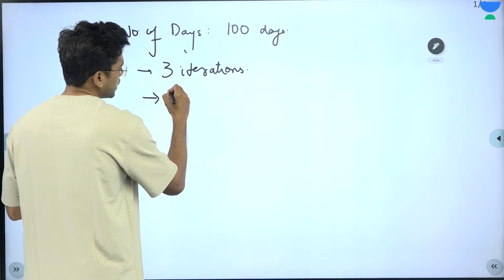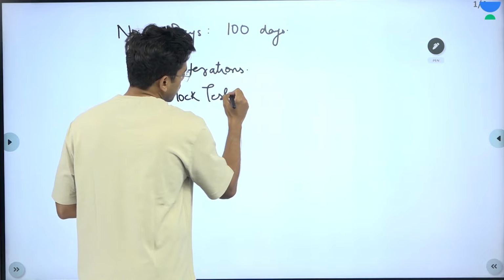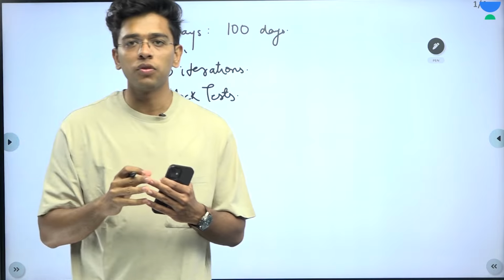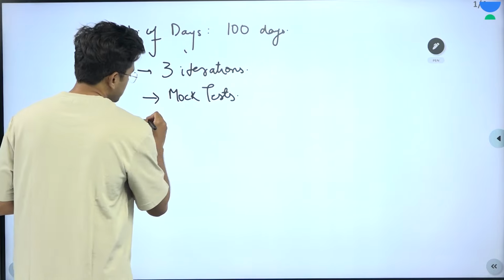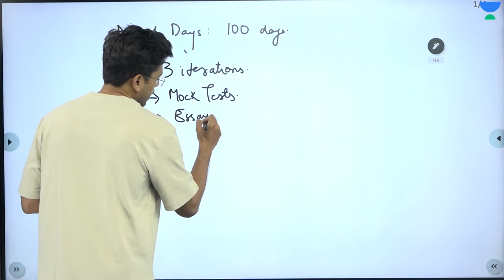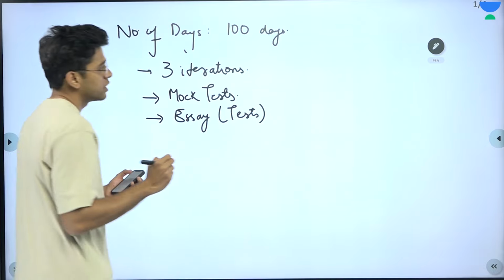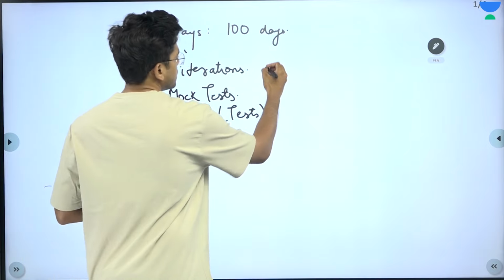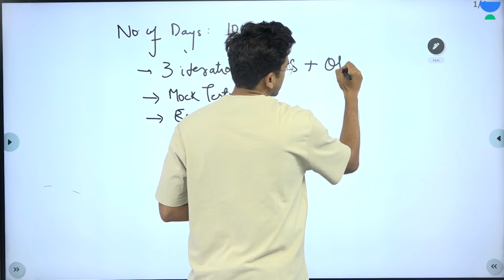I would also like to write mock tests, which are extremely important. If you want to perform well at mains, then you have to write a lot of mock tests and complete them in the required amount of time. The third thing is also very important: do not ignore essay, and write tests for that as well. Our agenda is to divide these 100 days in a way where we can have 3 iterations of our GS subjects as well as our optional subject.